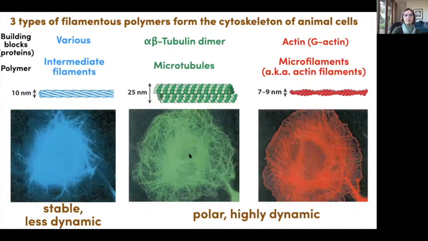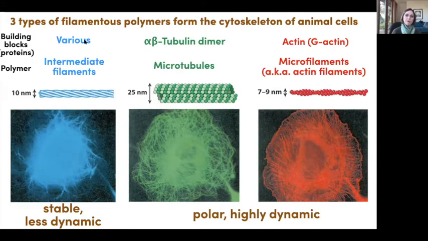This shows micrographs of typical epithelial cells with the different filamentous structures highlighted in different colors. And the book is pretty good about sticking to green for microtubules and red for actin, and I've tried to do that in this as well. The key thing to point out is that all of these are made of proteins. Intermediate filaments are more diverse. There are quite a few different kinds of intermediate filament proteins.